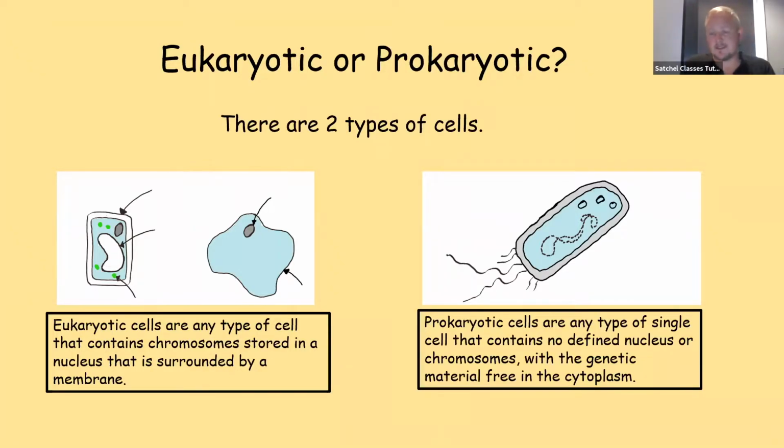Prokaryotic cells are any type of single cell or single-celled organism that contains no defined nucleus or even defined chromosomes. The genetic material is just floating free inside the cytoplasm. As you can see from the diagram, the genetic material is the dashed circle that's kind of folded in on itself. That's not contained inside anything, it's just floating free in the liquid cytoplasm part of the cell.